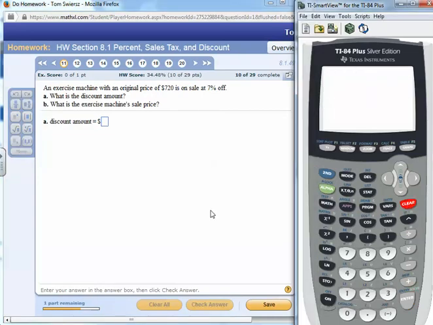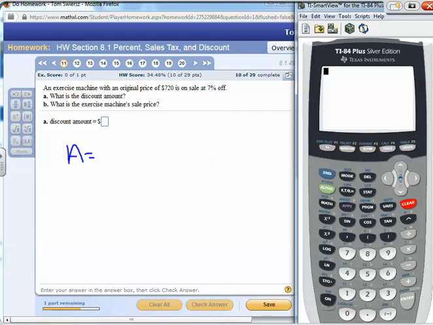An exercise machine with an original price of $720 is on sale at 7% off. What is the discount amount? Again, the amount is what? The percent as a decimal, so 7% is 0.07 times the total, $720. So that would give us the discount amount.